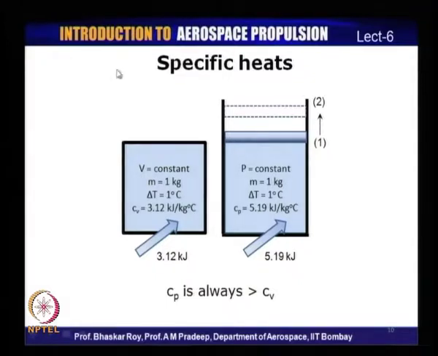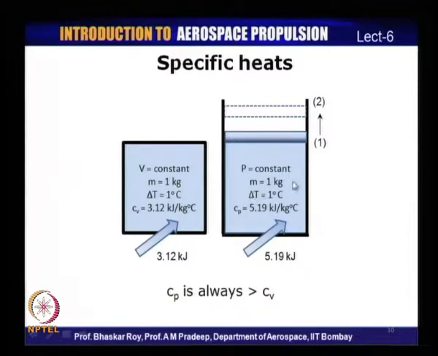Now, on the left hand side you can see a system which is enclosed in a chamber, and therefore, its volume is constant, and let us say its mass is 1 kg and we have to raise the temperature by 1 degree Celsius. And for that to happen, we have to supply, this is just an example, an energy equivalent to 3.12 kilojoules, and therefore, the Cv would be 3.12 kilojoules per kilogram degree Celsius.